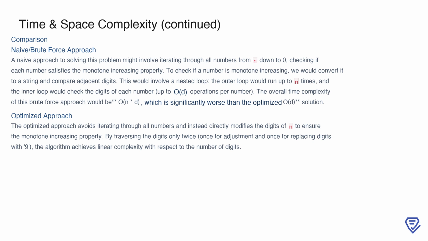In contrast, the optimized approach directly modifies the digits of n without iterating through all numbers. By traversing the digits only twice, once to identify adjustments and once to finalize the digits, the algorithm achieves a time complexity of O(D). This is a significant improvement over the brute force method, particularly for large inputs, as the optimized approach scales linearly with respect to the number of digits in n.